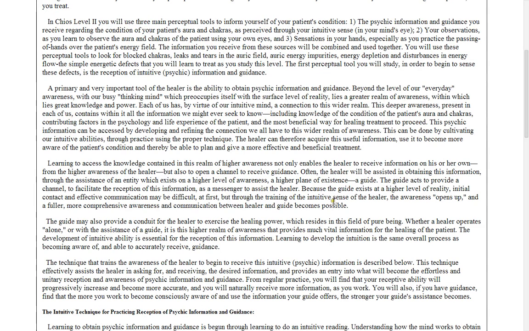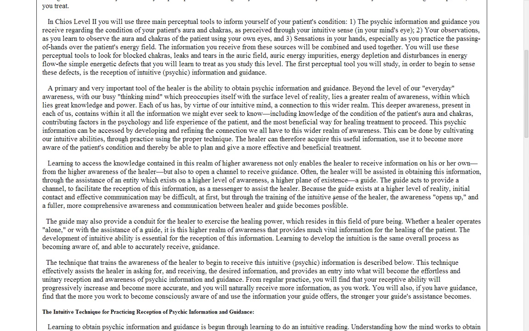Often, the healer will be assisted in obtaining this information from spirit through the assistance of an entity which exists on a higher level of awareness, Ahaya Asher Ahaya, pure white light, a higher plane of existence, heaven, a guide. The guide acts to provide a channel, a way, a tunnel, to facilitate the reception, the back and forth, push and pull, electromagnetic functions of this information. So let's read that again.